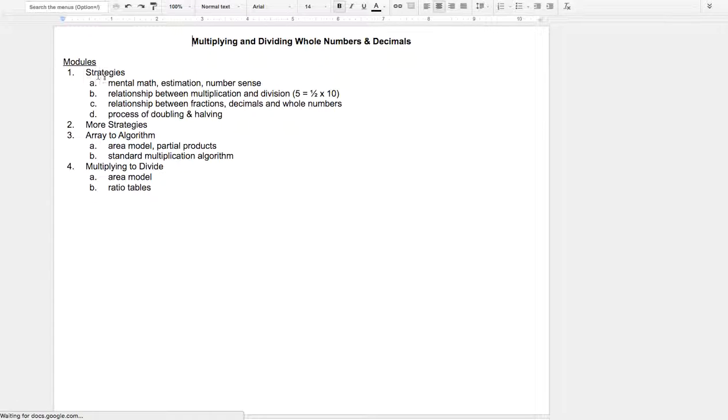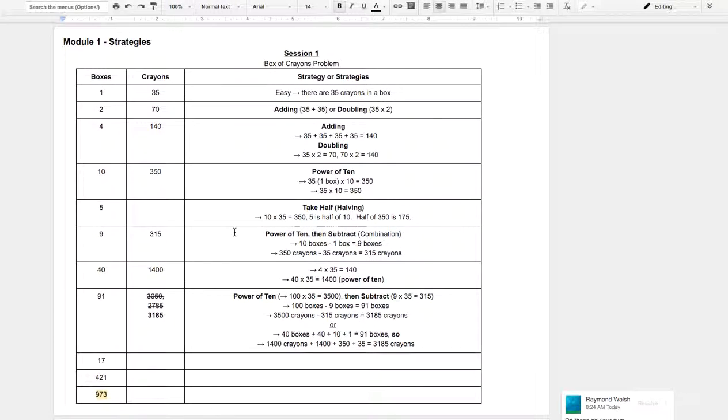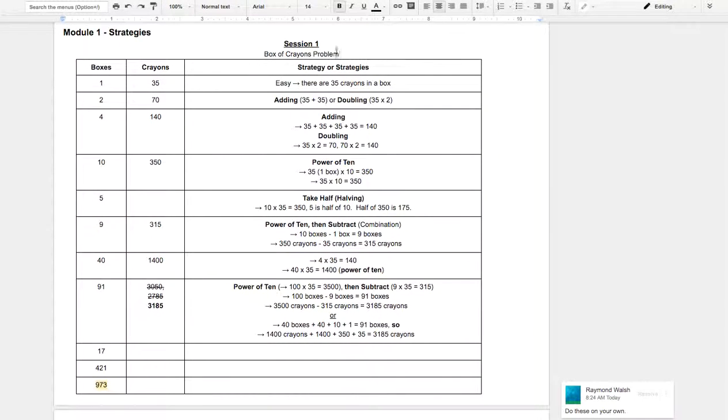The first thing that we're starting on in Module 1 is different strategies for multiplying and dividing whole numbers and decimals. So let's get to it. Here's Session 1. So Module 1, Session 1. So this is the box of crayons problem. And we did this in class, but this is just a review.